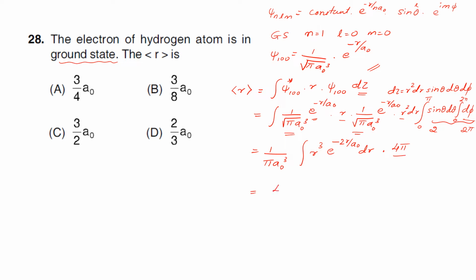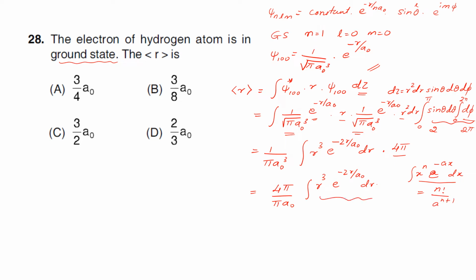Then 4 pi divided by pi a naught cube, integration of r cube e raised to minus 2r upon a naught dr. It is of the standard form x raised to n e raised to minus ax with respect to dx. The value of this definite integral is n factorial divided by a raised to n plus 1.